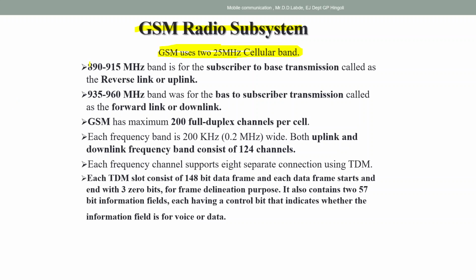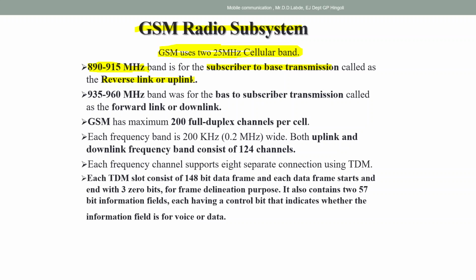The first one is the 890 to 915 megahertz band. This 890 to 915 megahertz band is used for the subscriber to base station transmission. Means this band is basically used for transmitting the signal from subscriber to the base station. When we are calling any subscriber, first the frequency band is transmitted from subscriber to the base station, called the reverse link or uplink.